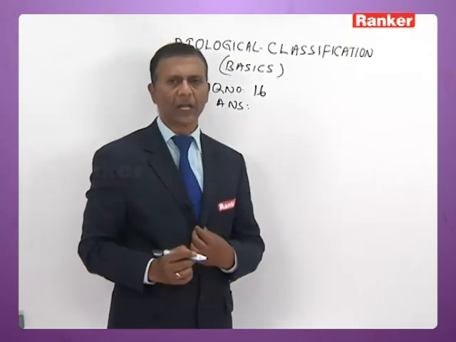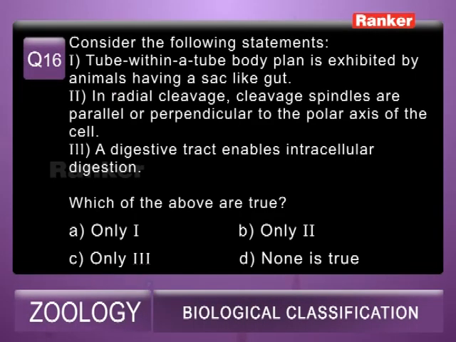Now 16th question. Consider the following statements. A, tube within tube body plan is exhibited by animals having a sac-like gut. B, in radial cleavage, spindles are parallel or perpendicular to the polar axis of the cell. C, a digestive tract enables intracellular digestion. Which of the above are true? Options: A, only 1 is correct; B, only 2 is correct; C, only 3 is correct.